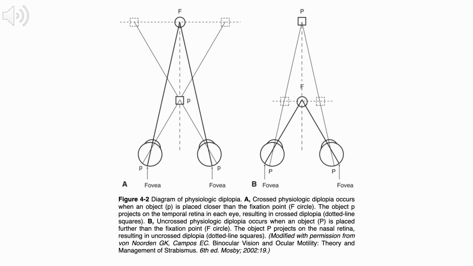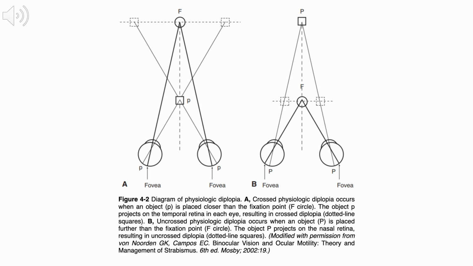Let's use this diagram to connect the experience you just had with what's actually happening on the retina. In the left picture, the object labeled P is closer than the fixation point, which is labeled F. When you keep your eyes locked on the fixation point, the closer object lands on the temporal retina in both eyes. Because the brain expects the images to line up differently, that input is interpreted as crossed diplopia. In the right picture, the object is farther away than the fixation point. When you fixate on F, the farther object projects onto the nasal retina in each eye. That pattern leads to uncrossed diplopia.